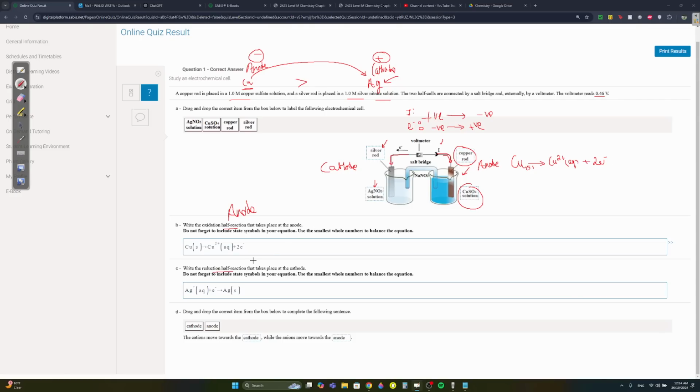The reduction half takes place at the cathode. At the cathode, I have silver. And in the reduction, what happens? It turns from ion into solid. And to do that, I need to get rid of this plus 1, balance it to 0. How do I make plus 1 into 0? I have to subtract 1. So you put plus e-.